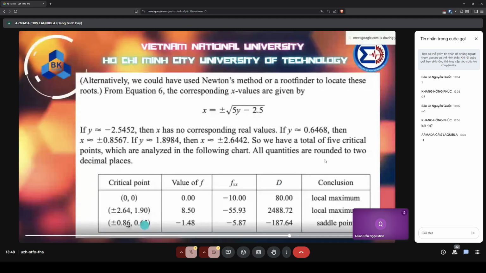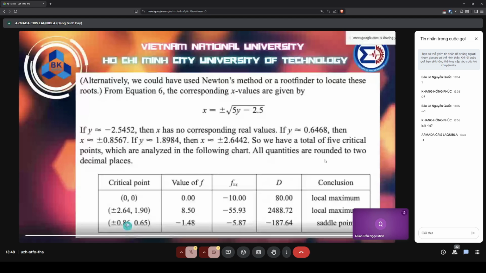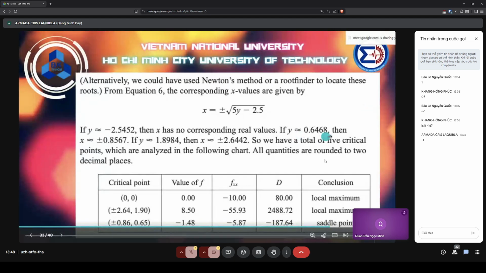the fourth and the fifth point, which are these 2 points here. Where did we get this? 0.86 is from here, 0.8567, just rounded to two decimal places. And we have 0.6468 there, which is 0.65. Now the d there is a negative value. It's a saddle point automatically. And then they solve the value of f also.